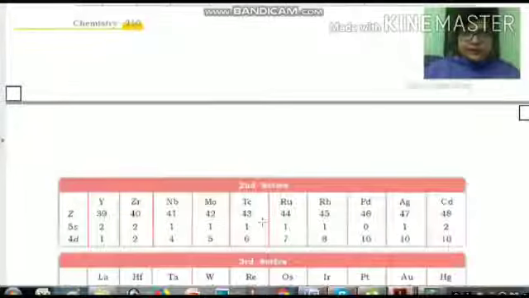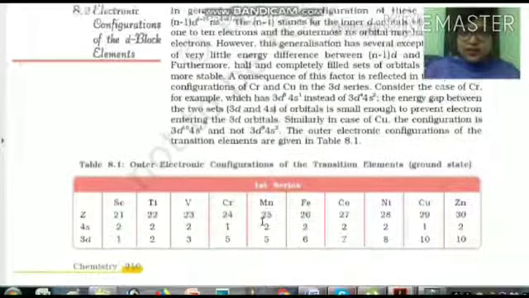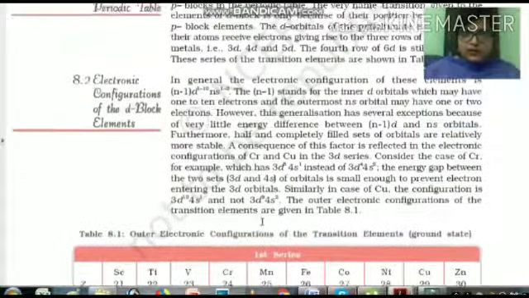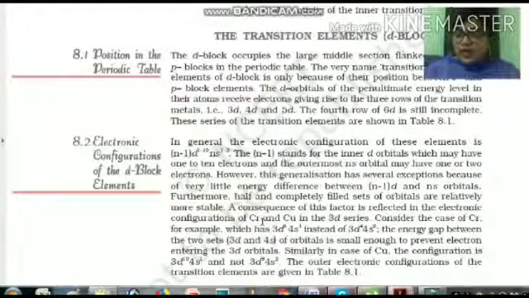We also saw the electronic configuration of chromium as well as copper. So these d block elements are called transition metals, while f block elements are called inner transition metals.